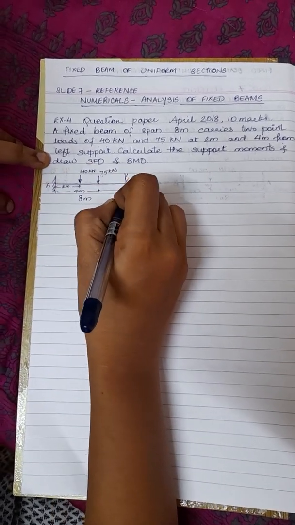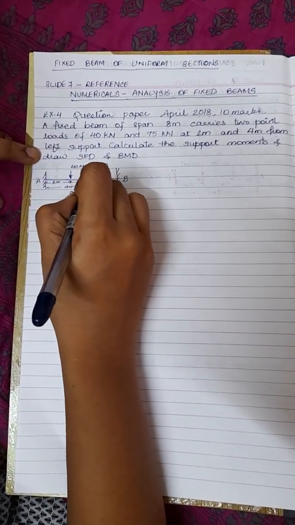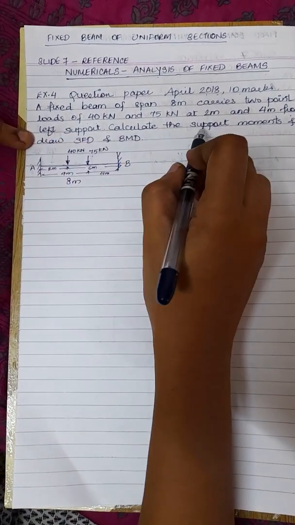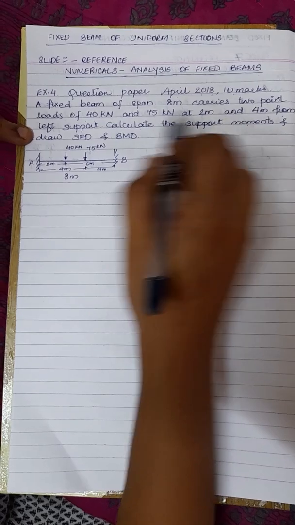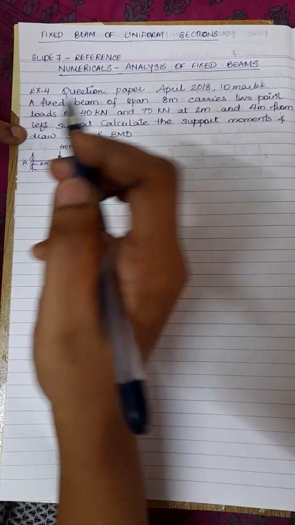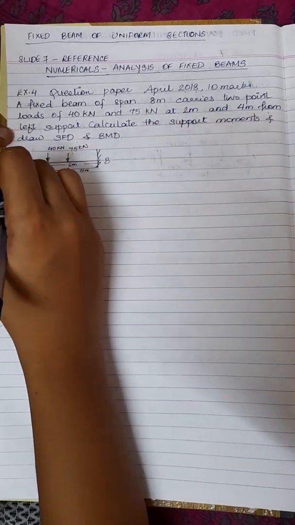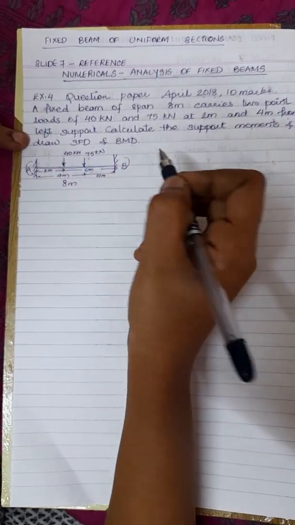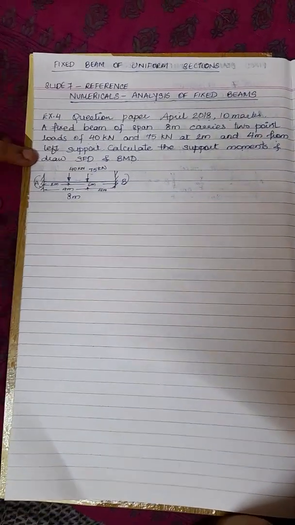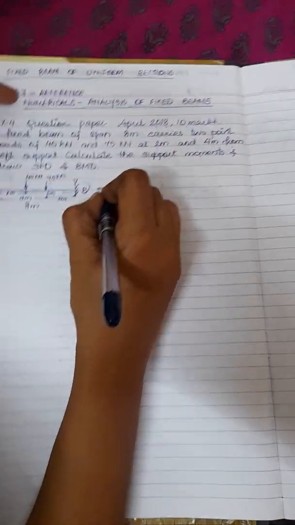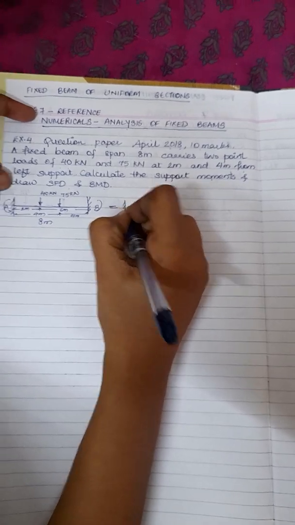So remaining distance here is 4 meters and this is 6 meters, total 8 meters. Calculate the support moments and draw SFD and BMD. What is asked to find is MFAB, MFBA, that is this moment and this moment, and draw the SFD and BMD. So I will just simplify this in two parts when I draw.